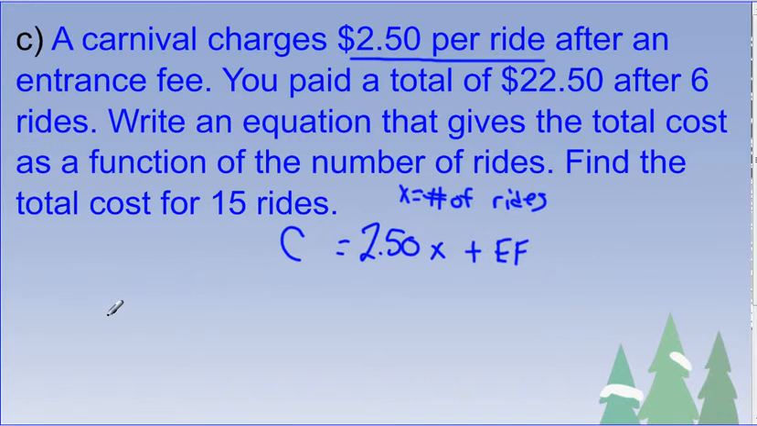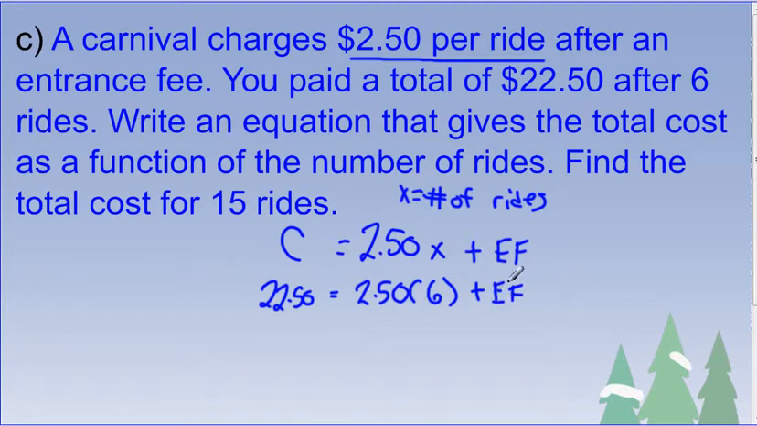Okay. You paid a total of $22.50 after 6 rides. Now let's just imagine, what would happen if we plug this in? $22.50 is our total cost. $2.50 after 6 rides. We're left with just this entry fee left over. My guess is we're going to have to solve this thing, find out what the entry fee is, and then write the equation of the line. Let's see. Write an equation that gives the total cost as a function. Yeah, so we just want the function. So let's figure this thing out.